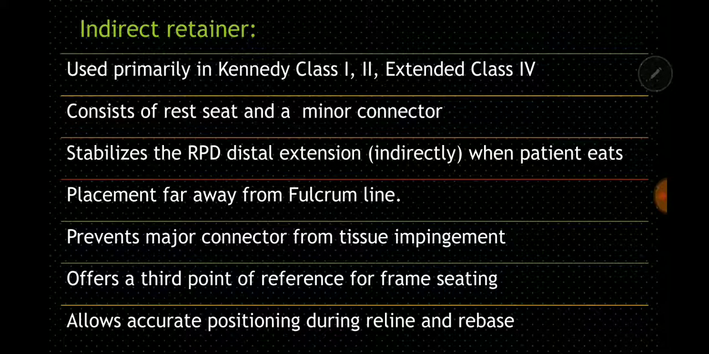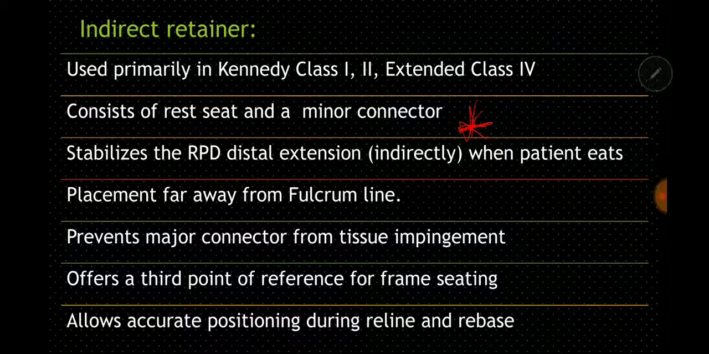So let's review indirect retainers. An indirect retainer is used primarily in Kennedy class 1. You have to understand the Kennedy classification; these are easy points on the exams. Kennedy class 1, 2, 3, 4, and class 1 with modifications. An indirect retainer is used primarily in Kennedy class 1, 2, and extended class 4. An indirect retainer consists of a rest seat and a minor connector.